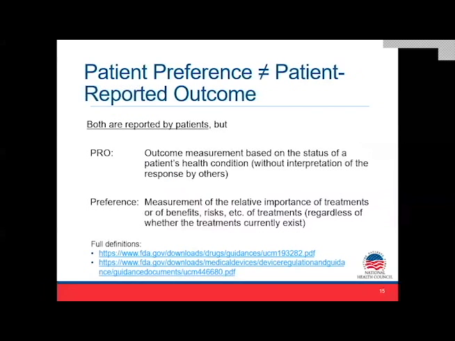Now, preferences and patient-reported outcomes are not the same. It's probably obvious at this point. Both are reported by patients, but a PRO is an outcome measurement based on the status of the patient's health condition, and nobody else is going to interpret the raw data. And a preference is a measure, say, of the relative importance of treatments or the benefits, risks, and treatments, regardless of whether the treatment currently exists. And the links below give you some more details on those definitions.